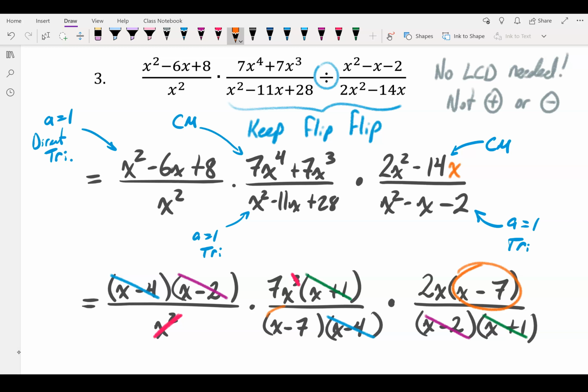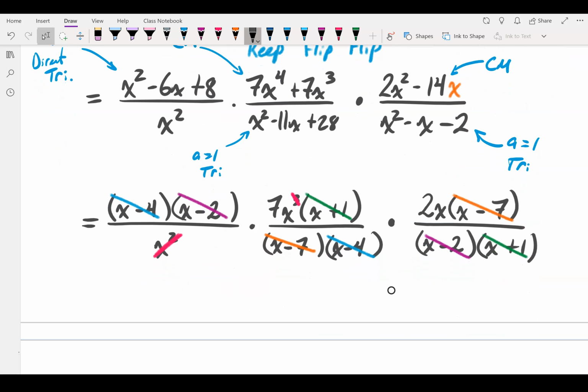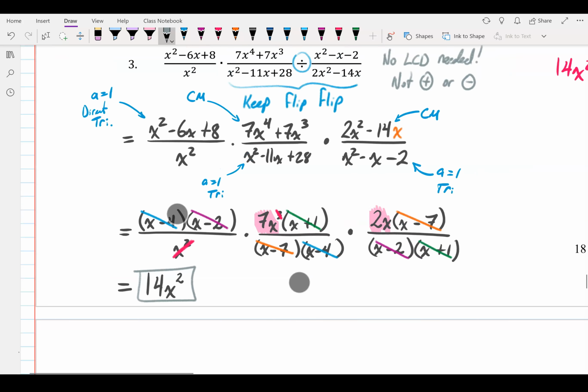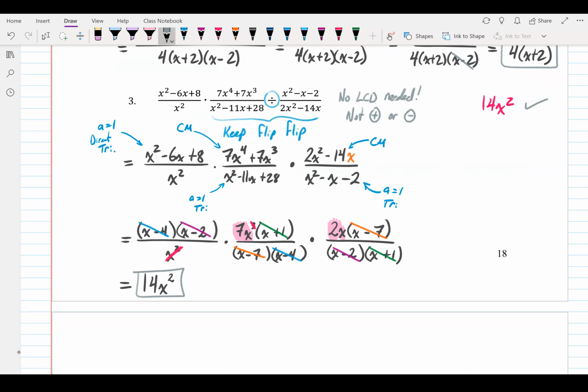We have an x minus 7 and x minus 7, top and bottom. So that cancels out. And all we're left with is 7x and 2x. That gives us 14x squared, which is the same as what I started with. It wasn't going to be because of the mistake that I made, but we got there in the end.